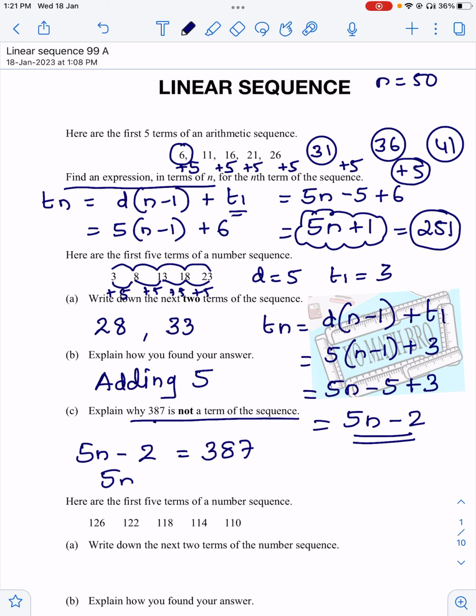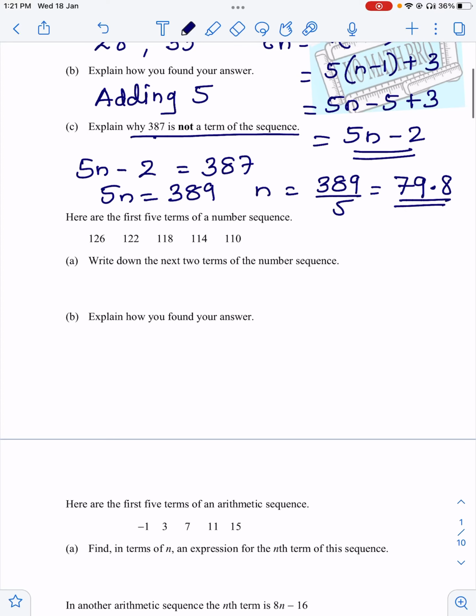So minus 2 goes that side. This gives me 389, and n is equal to 389 divided by 5. 5 sevens are 35, okay, 49. 5 nines are 45, 4 and 8. So I get 77.8, which is not a whole number. That means it is proved that 387 is not a part of the sequence. This is how we solve it.